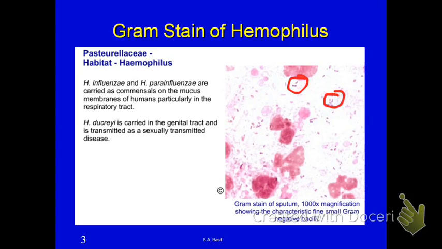Now, on the other hand, there is one interesting species here. This is the Hemophilus ducreyi. So this organism is the only species of Hemophilus that is sexually transmitted. So this one could cause the so-called STI or the sexually transmitted infection.